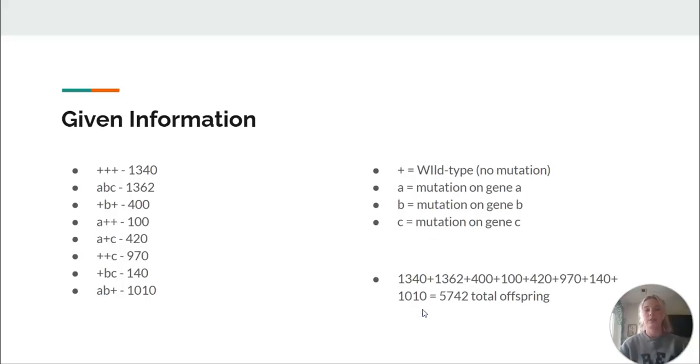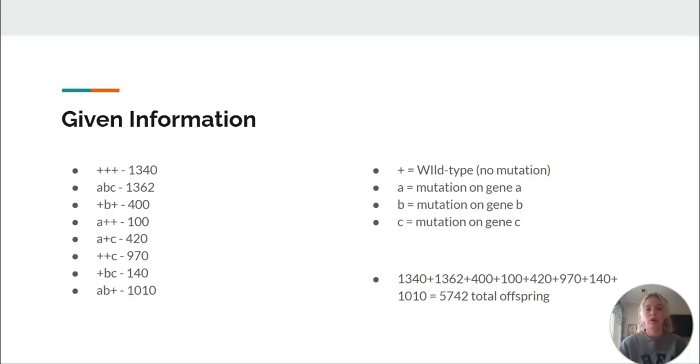So this is the given information we have for this problem. We have 8 different forms of phenotypic offspring showing 8 different forms of either mutation or non-mutation. If you're seeing the plus signs, that shows a wild type or non-mutation event. And if we're seeing an A, B, or C, that shows a mutation on gene A, gene B, or gene C, respectively. Using this information, we are going to find the order that these genes are on the chromosome, and then also the distance of these genes from each other on the chromosome.